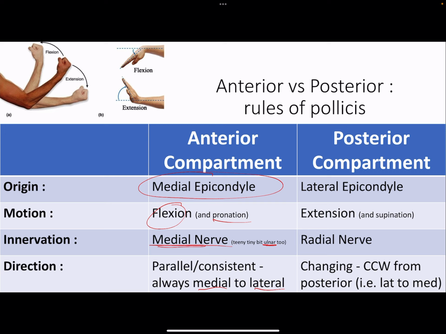The posterior superficial compartment: things are attached to the lateral epicondyle. It's mostly extension, a little bit of supination. It's all the radial nerve. Very few things are as simple as all extensors are radial nerve. That is very helpful. The direction also changes as we're moving across the posterior compartment. Things aren't always pointing in the same direction. It sweeps in a counterclockwise orientation, which we'll see as we go through it.